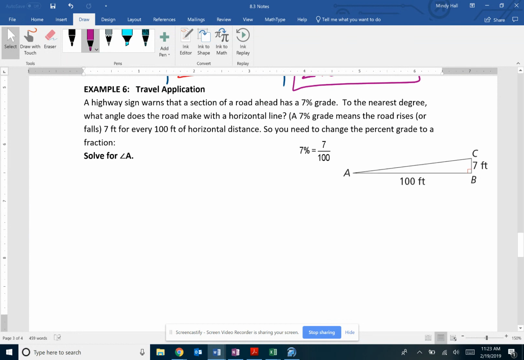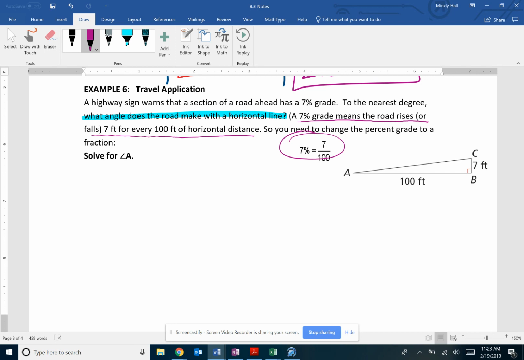So we have an actual application. A highway sign warns that a section of a road ahead has a 7% grade. To the nearest degree, what angle does the road make with a horizontal line? The 7% grade thing, which I did not know until today, means the road rises or falls 7 feet for every 100 feet of horizontal difference. So you need to change the percent grade to a fraction. So we have 7 over 100.